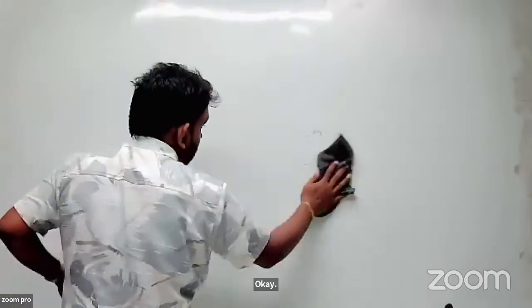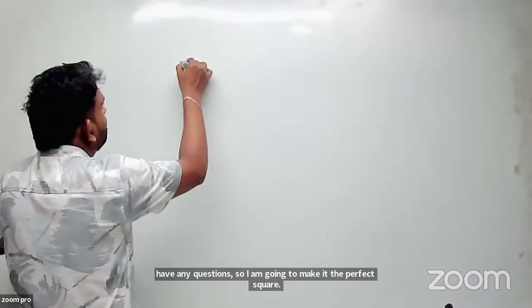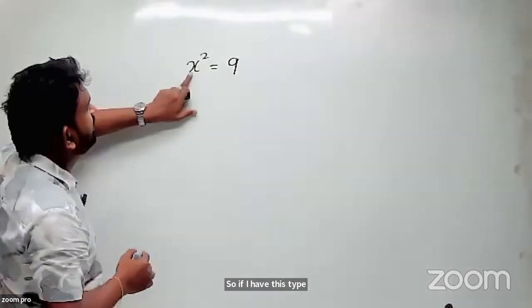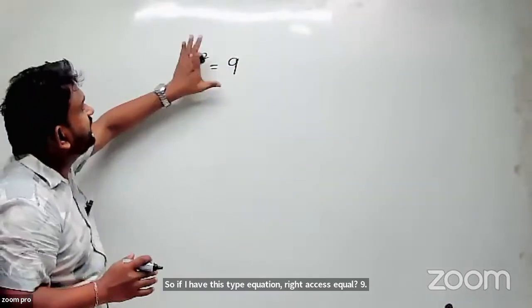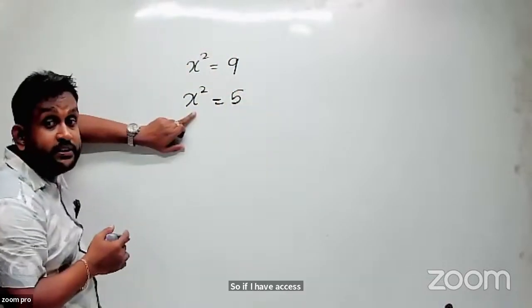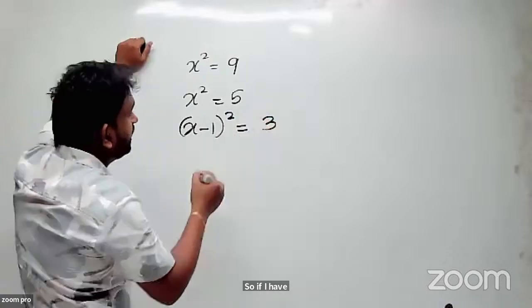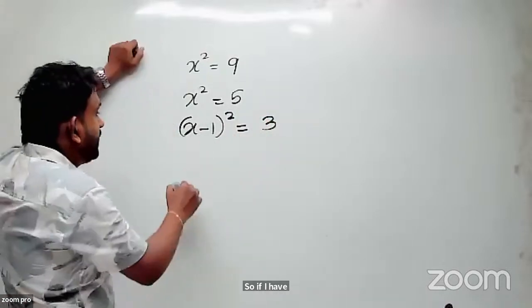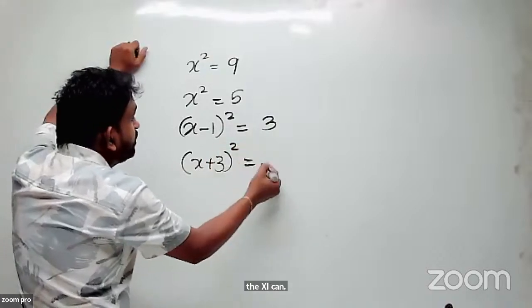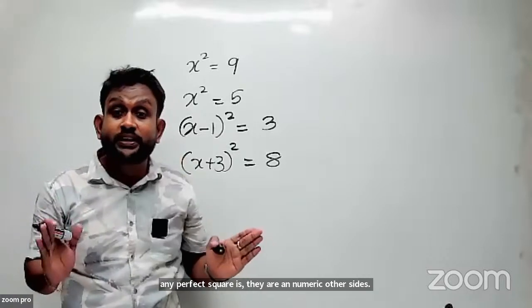Right. So what I am going to do now, see there, I have an equation, so I am going to make it a perfect square. Why? If I have this type of equation, x squared equal 9, can't I find the x? I can take the square root of both sides. If I have x squared equal 5, can't I find the x? I can. If I have x minus 1 perfect square equal 3, can't I find the x? I can. So any perfect square is there and the numeric on the other side, I can find x. So this is the purpose of completing the square.